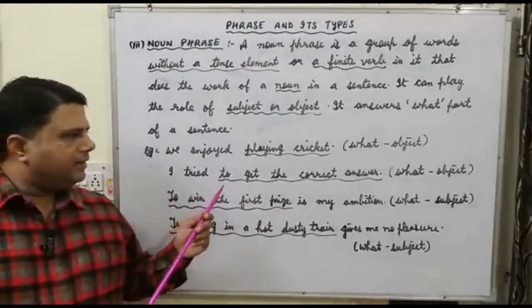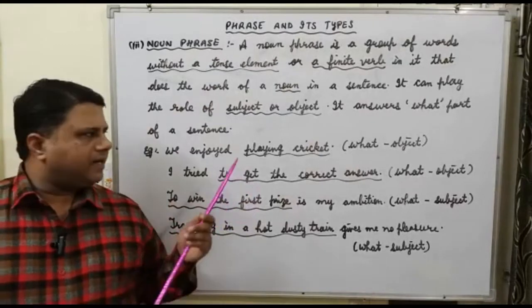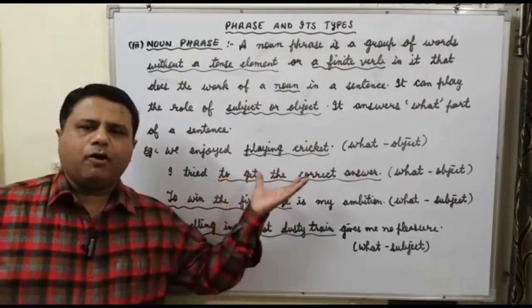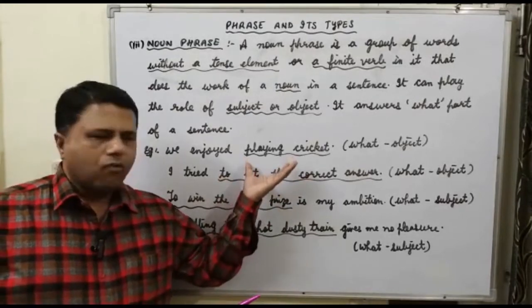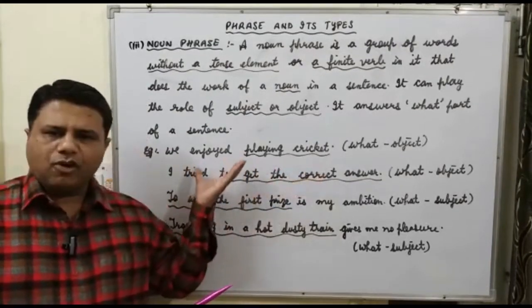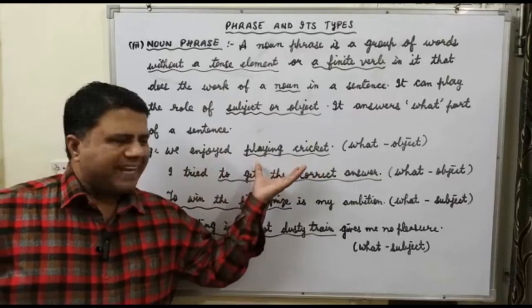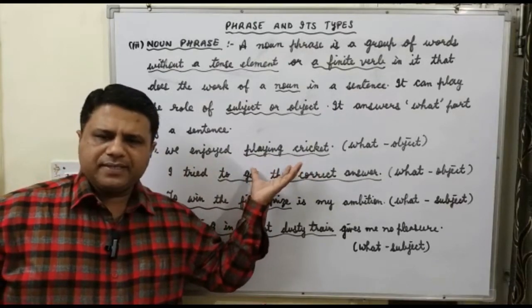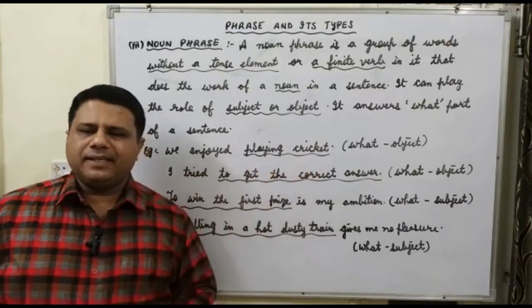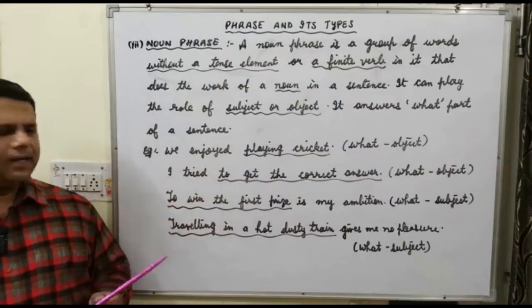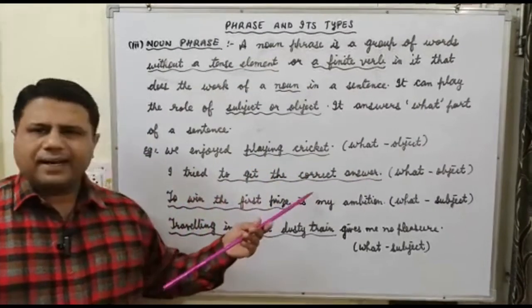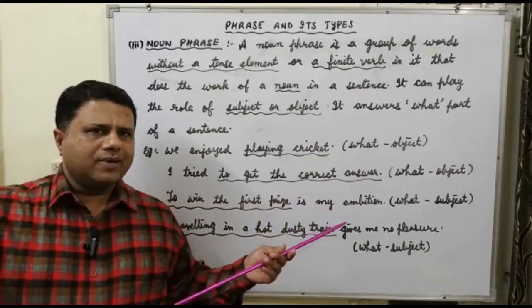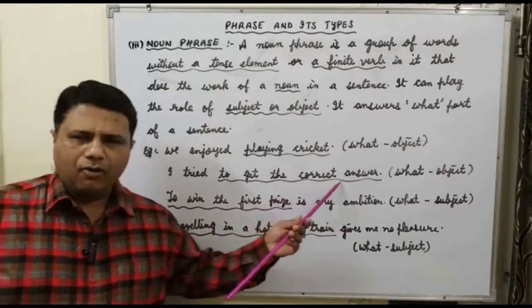We enjoyed. Immediately a question is there in our mind. We enjoyed what? Obviously this will be answered with an object. What is the object here? Playing cricket. We enjoyed playing cricket. Now this playing cricket is a noun phrase. It is acting as an object in a sentence. The second example, I tried to get the correct answer. I tried what? To get the correct answer. So to get the correct answer is a noun phrase.